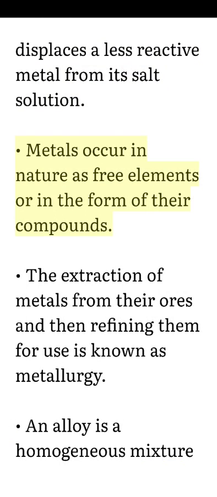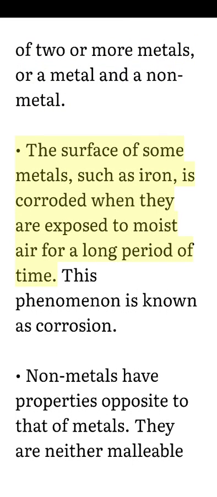Metals occur in nature as free elements or in the form of their compounds. The extraction of metals from their ores and then refining them for use is known as metallurgy. An alloy is a homogeneous mixture of two or more metals, or a metal and a non-metal. The surface of some metals, such as iron, is corroded when they are exposed to moist air for a long period of time. This phenomenon is known as corrosion.